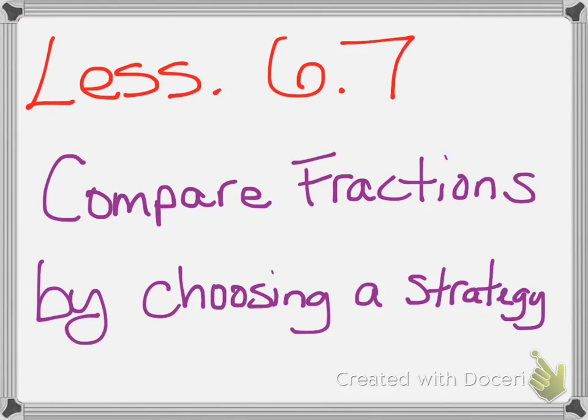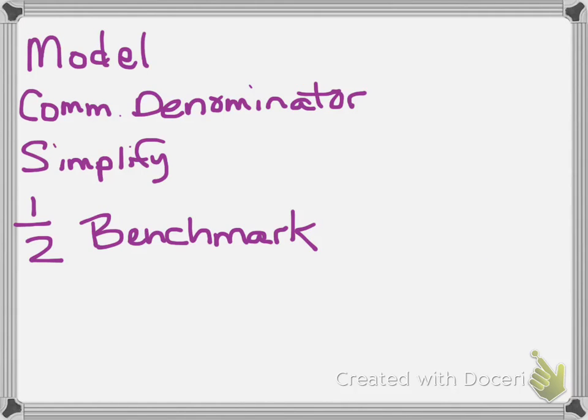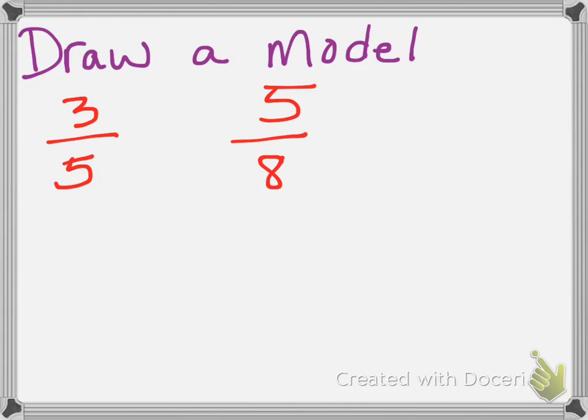Lesson 6.7 is comparing fractions, but the kids are going to choose a strategy. The different methods that they have been taught are that they could draw a model, they could use common denominators, if they see they could simplify one of the fractions, or even use 1/2 as a benchmark. So these will be their choices. Many of them do lean towards drawing a model, but if the fractions are close to each other, that's probably going to be difficult for them to decide, especially if they can't draw even boxes.